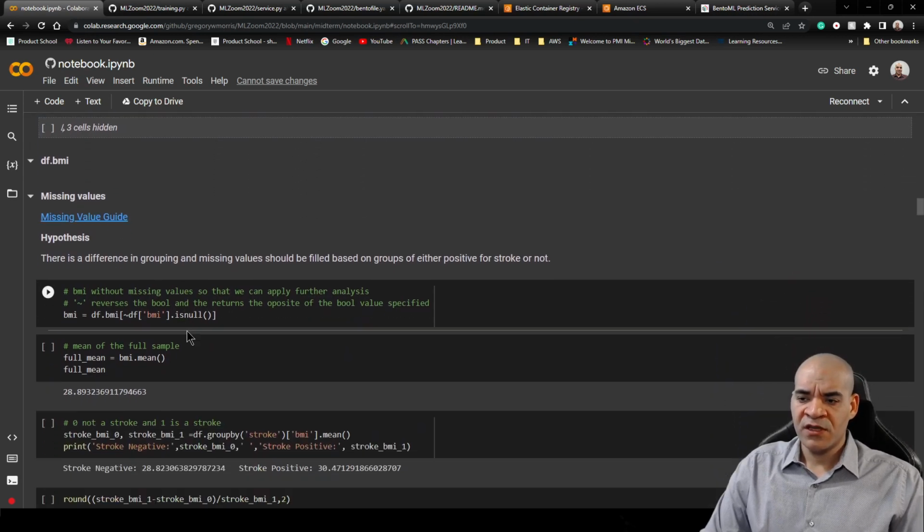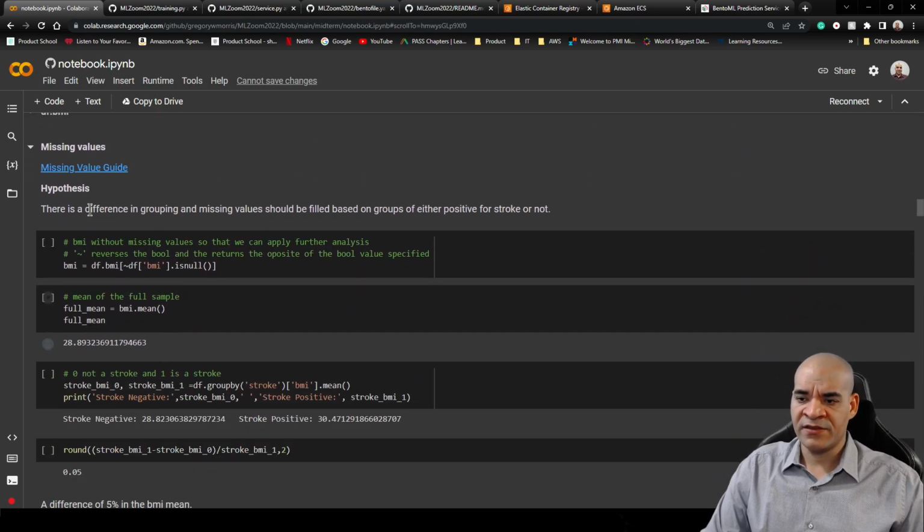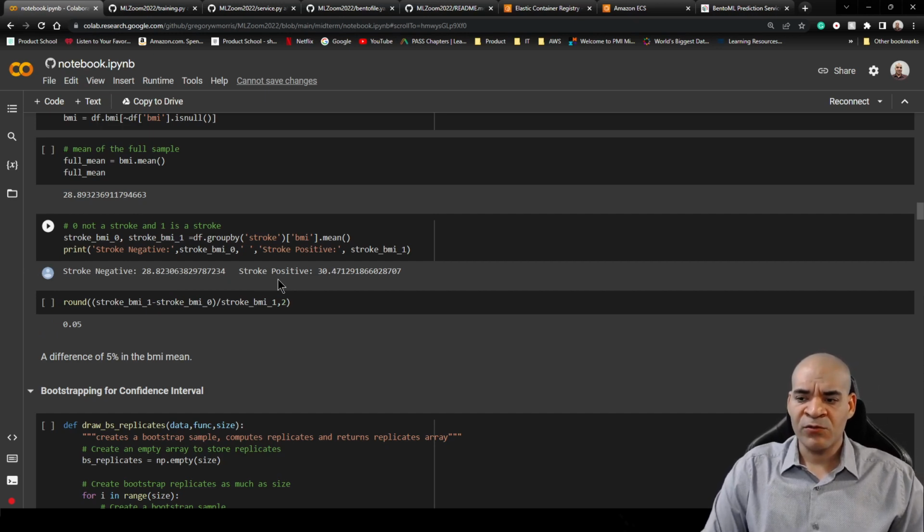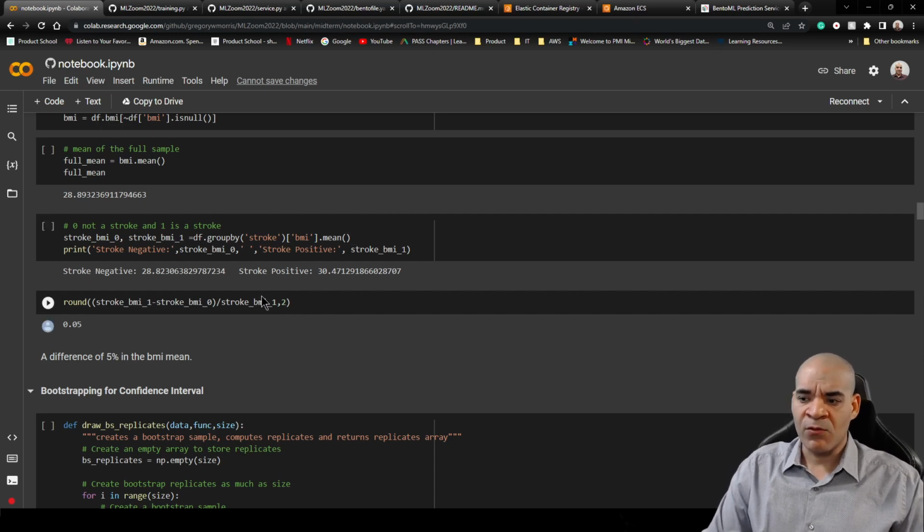Going through the features, one thing I noticed early on as well is the BMI. For the BMI, there's a lot of missing values, and I had a hypothesis that the BMI for stroke positive patients would be significantly higher than the BMI for stroke negative patients. So I took a look at the averages, and stroke negative was 28.8, stroke positive was 30.5. In the real world, if you're talking to your doctor and you get a 28.8 or you get a 30.5, in all likelihood the doctor's probably going to give you very similar advice. So I really wasn't so sure on my hypothesis, but I wanted to be sure.